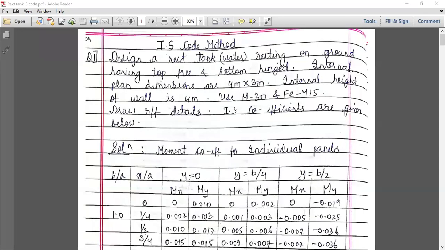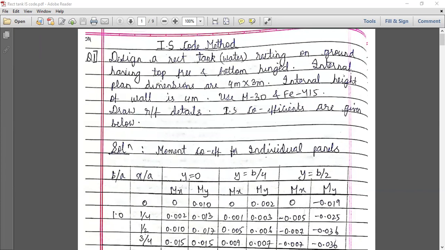Okay, so let us start with the numerical now. Okay, so this is the numerical which we are going to see today. So the question is, design a rectangular water tank resting on the ground having the top free and bottom hinged. Internal plan dimensions are 4 meter by 3 meter. Internal height of the wall is 4 meter. Use M30 and Fe415. Draw the reinforcement details. Use IS coefficients given in the table.